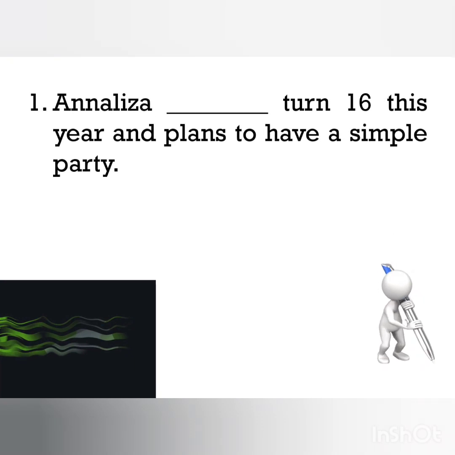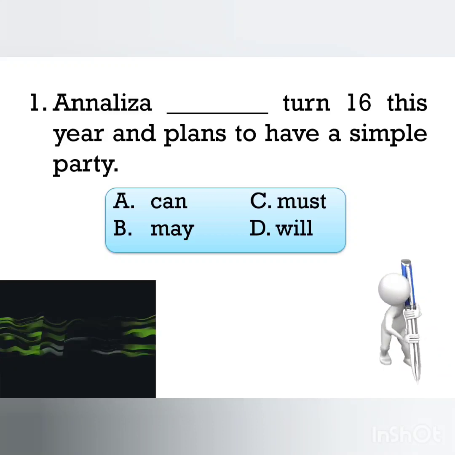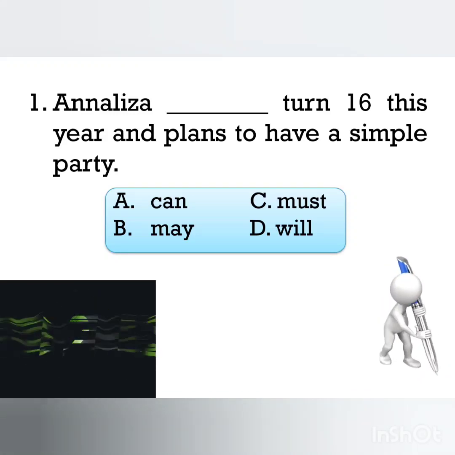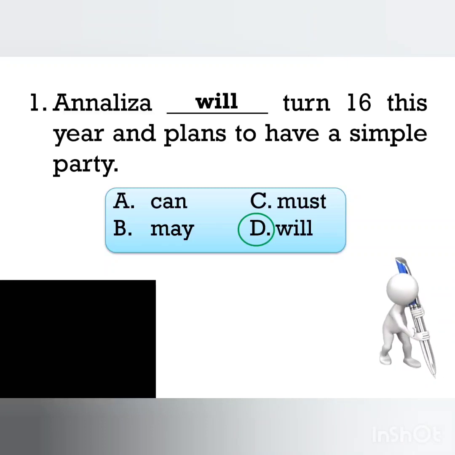Let us have number 1. Annalisa blank turned 16 this year and plans to have a simple party. The choices are letter A, can, letter B, may, letter C, must, letter D, will. And the correct answer is letter D, will. Annalisa will turn 16 this year and plans to have a simple party.